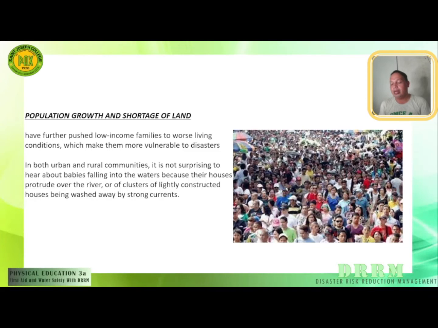In both urban and rural communities, it is not surprising to hear about babies falling into the waters because their houses protruded over the river, or of clusters of lightly constructed houses being washed off by the strong current. The wood easily breaks or is brittle because some parts of their houses are submerged in the water.